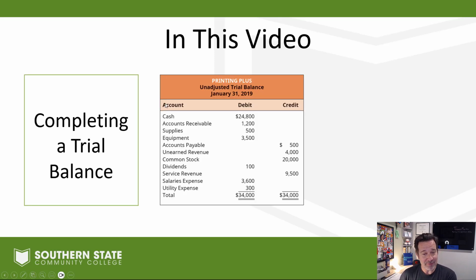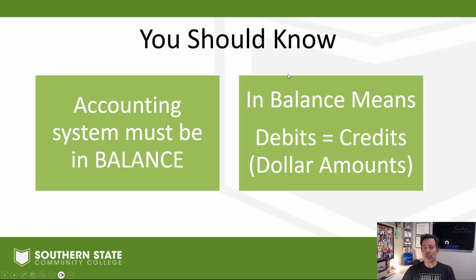Here we have a trial balance, and just take a look at it here. You can see we've got our company name, report title, and the date right there. Our accounts are listed out here, and we've got a debit column and a credit column totaled up at the bottom. You'll notice they equal. So what's going on here? Let's take a deeper look.